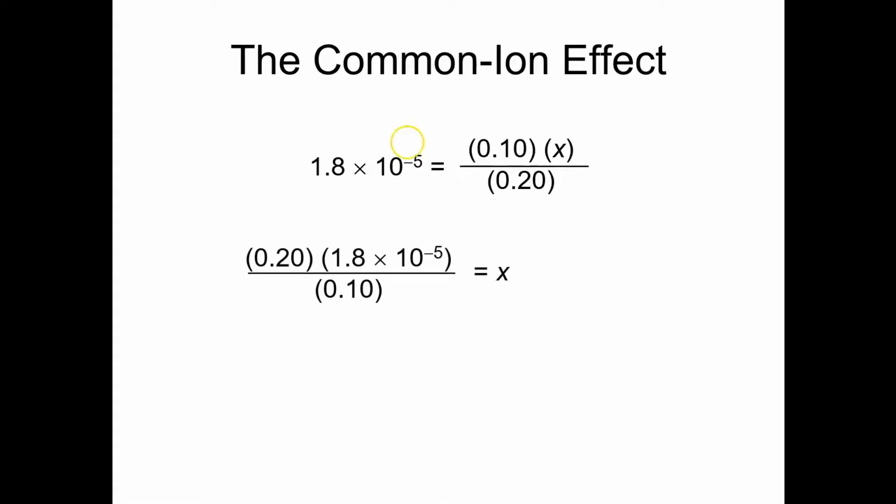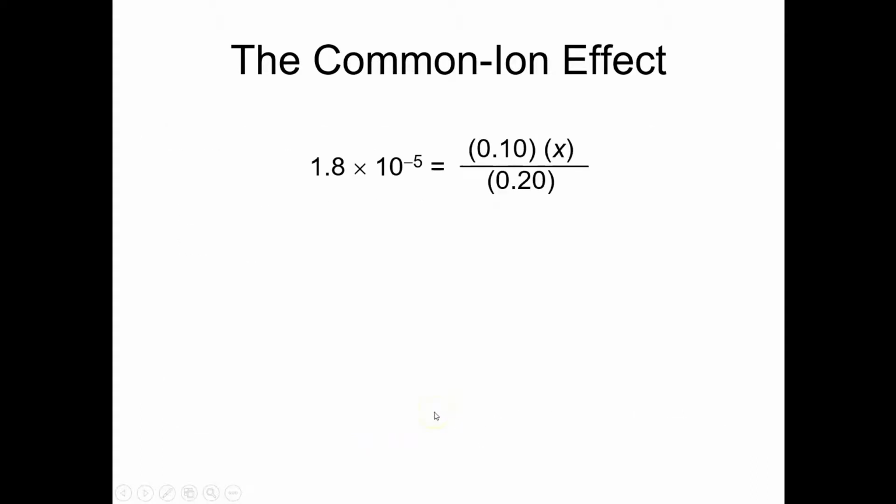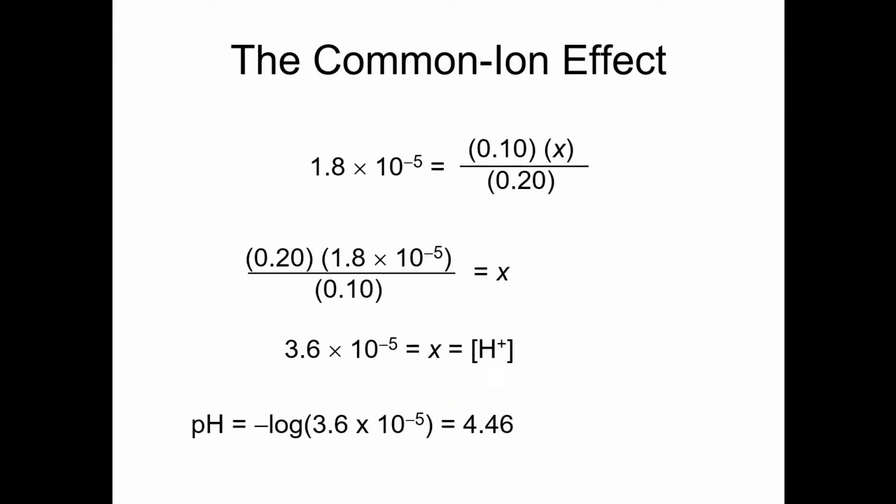Now we just rearrange that to solve for X, and we get that X is equal to 3.6 times 10 to the minus 5, which is equal to the hydronium concentration. So if I just back up for a second, X was equal to 3.6 times 10 to the minus 5. Clearly, we are justified in just ignoring it in these two expressions here. And therefore, the pH is equal to 4.46. Negative log of 3.6 times 10 to the minus 5 is 4.46. So that's a 0.2 molar solution of acetic acid in the presence of 0.1 molar acetate.